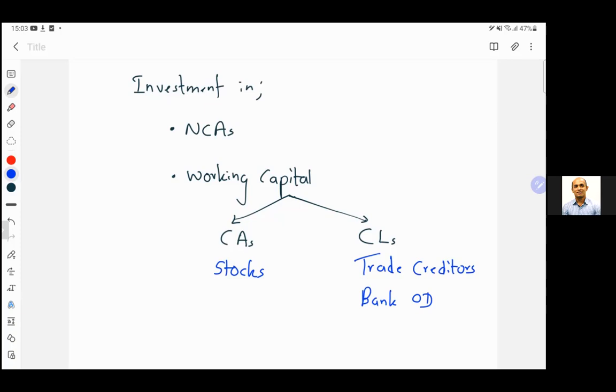Now let's say your stocks are sold on credit. Then you have trade debtors, which are current assets. When you sell stocks on credit, your cash receipts are delayed. You don't receive cash at the time of sale. You get cash later.